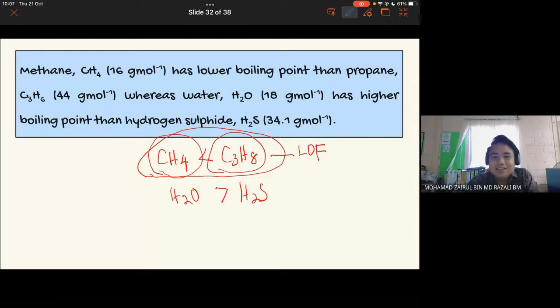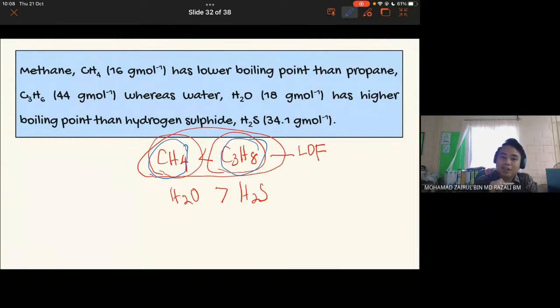Molecular weight, betul lah. Molecular weight. Sebab apa? Sebab molecular weight methane kan saya kata tadi, awal-awal saya ajar tadi. One of the factors that will affect the London dispersion forces is the molecular weight. Higher the molecular weight, the stronger the London dispersion forces. So if you compare, methane has a lower molecular weight compared to propane. That means the van der Waals forces in methane is weaker compared to the van der Waals forces in propane.